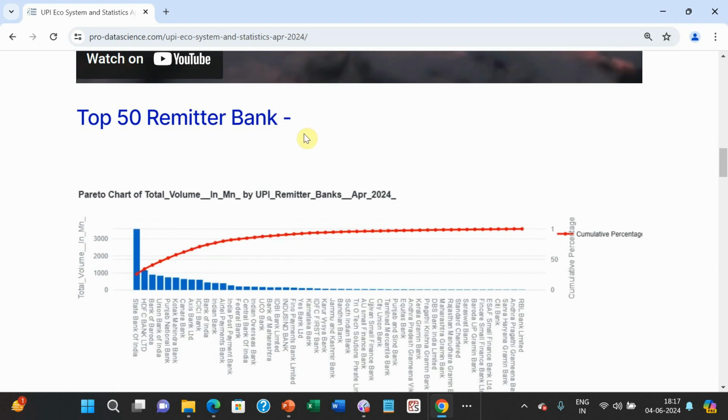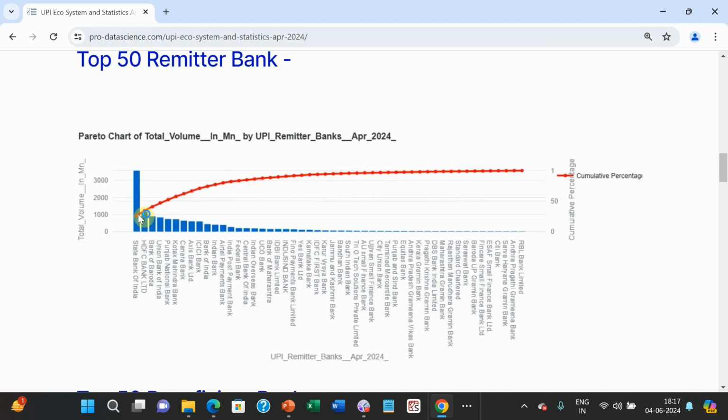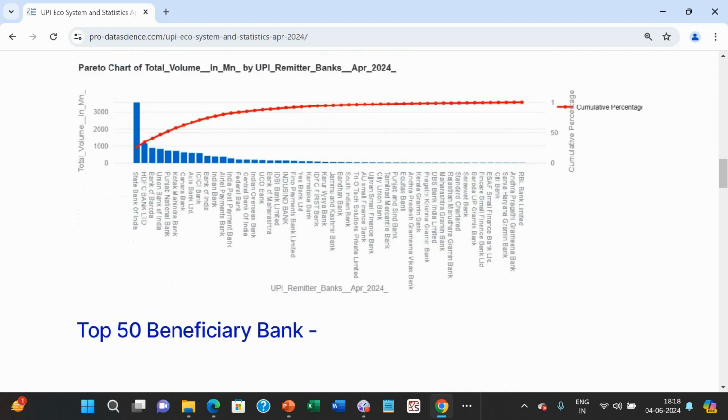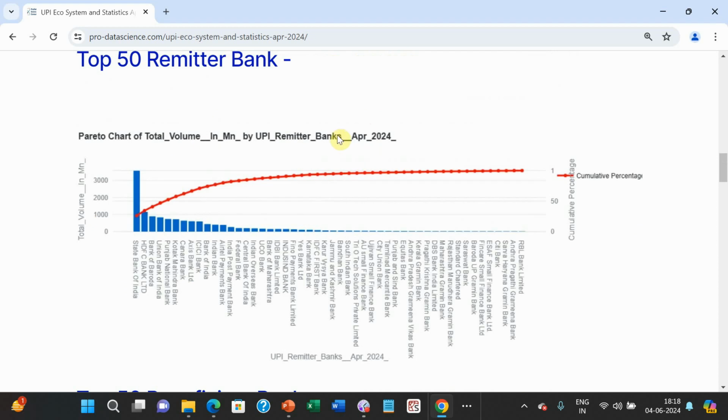So top 50 remitter banks: it starts with SBI, which is probably 25%, one-fourth of the market, followed by HDFC, followed by Bank of Baroda, followed by Union Bank of India, all these. And it is natural, it is expected. How? Because SBI is the biggest bank.